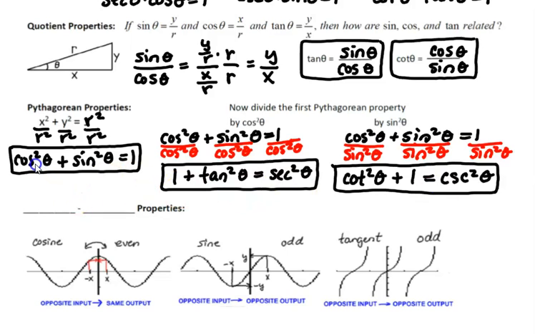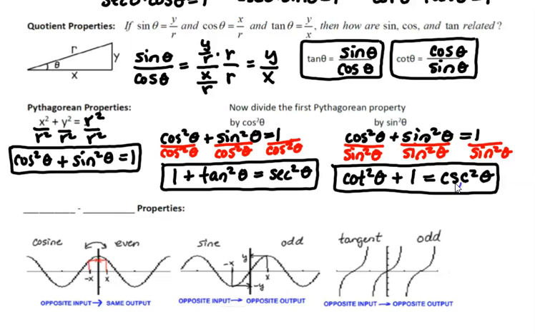Notice that on our first one we have cosine squared plus sine squared equals 1. On the second two, the 1 is with one of the squared terms. On the other side of the equation is one of the reciprocal functions by itself. Notice that tangent goes with secant and cotangent goes with cosecant. And all the terms are squared.